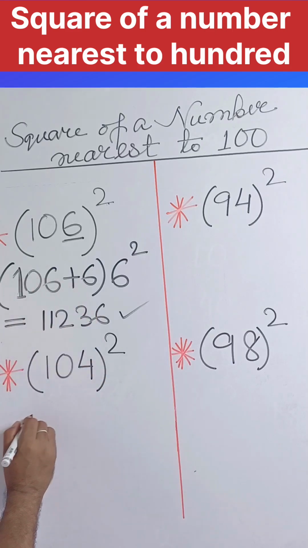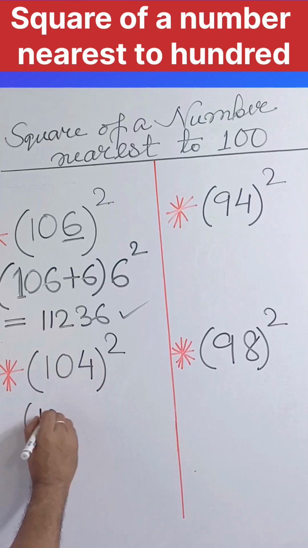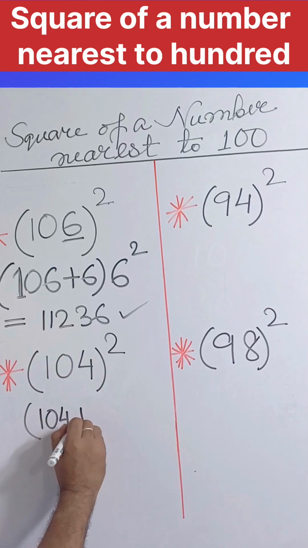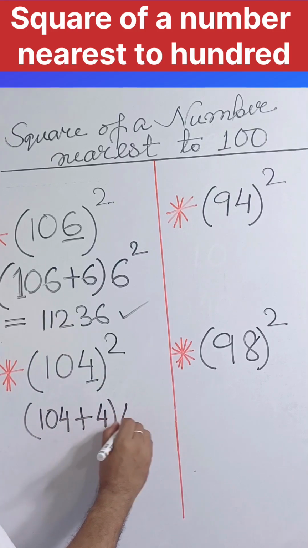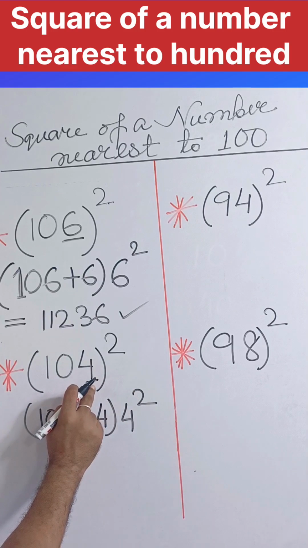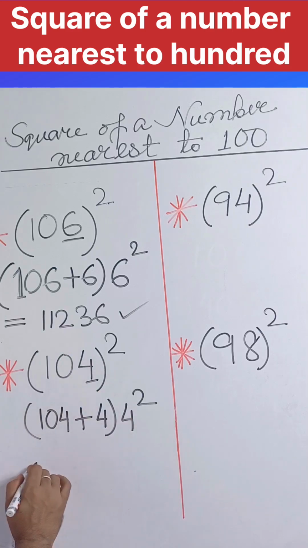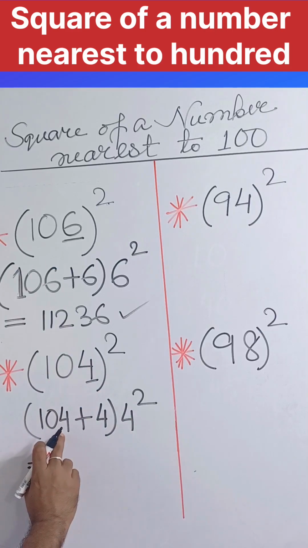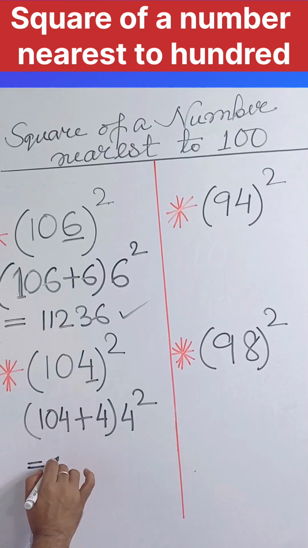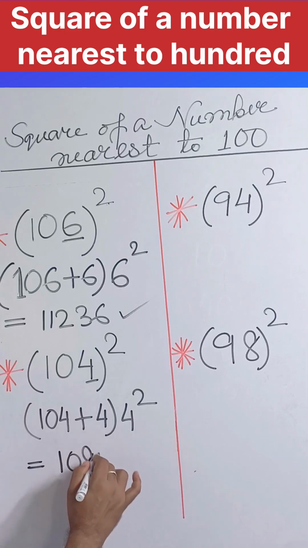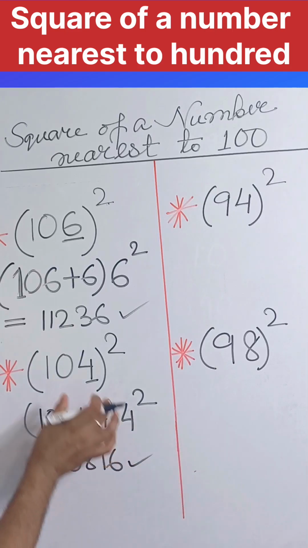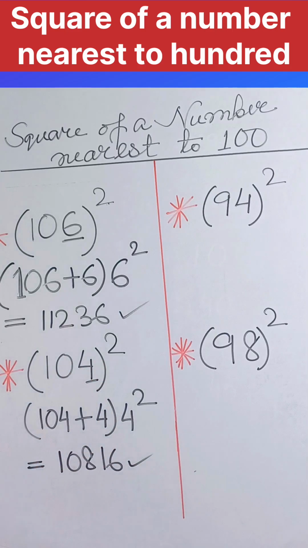So the trick is that you take the 3-digit number, then add the unit digit. Here the unit digit is 4, then the square of the unit digit. Now we are going to simplify: 104 plus 4 will give me 108, and the square of 4, 4 fours are 16. So this is the final result of the square of 104. This is the trick to find the square of a 3-digit number.